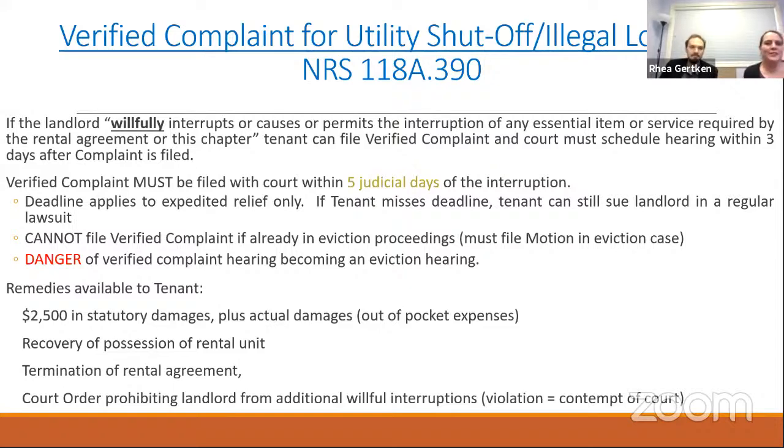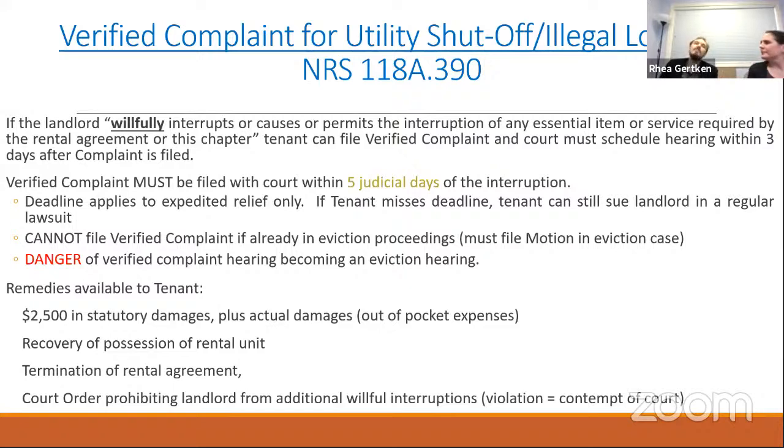In addition to the statutory and the actual damages, you're also entitled to immediate recovery of the unit. So if it's a lockout, you get back in if you win. Also, you have the option to terminate the rental agreement if that's what you want. You can also get a court order where the judge prohibits the landlord from additional willful interruptions of utilities. And the result of a violation of this order would be that the landlord would be held in contempt of court.